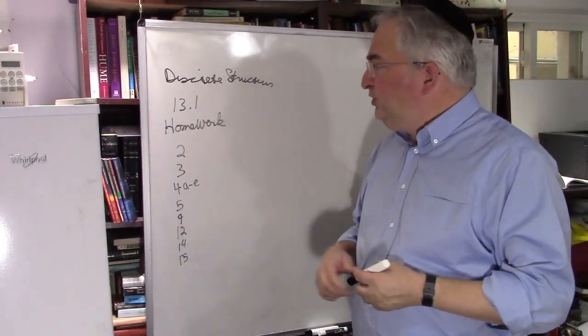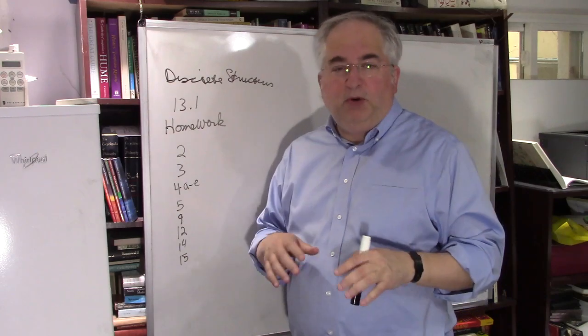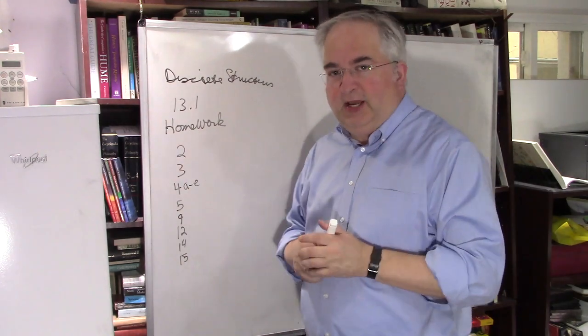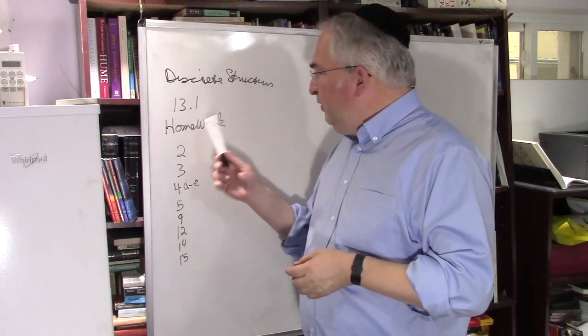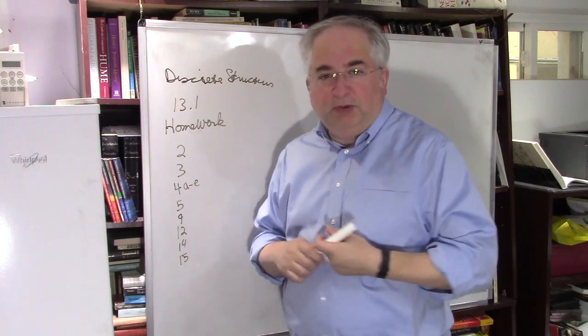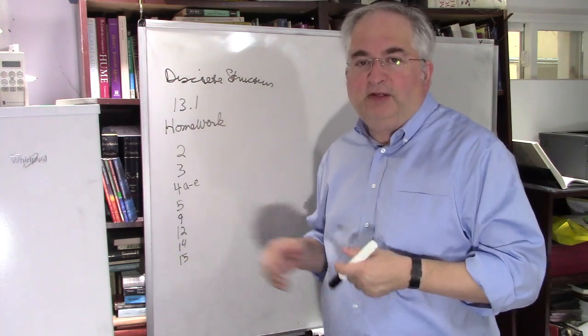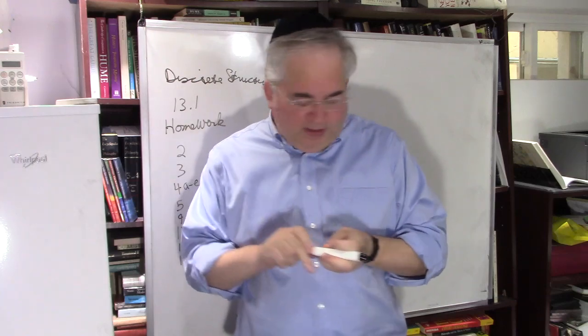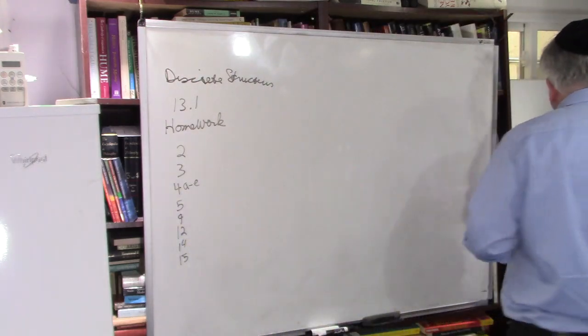The class is Discrete Structures. We're doing section 13.1, which is about predicates and quantifiers. We're doing the homework problems. Here are the homework problems that we're doing. There's actually a lot of problems because there are a lot of different parts to it, so we'll be busy here for a while. And we might do some of them a little bit quicker.